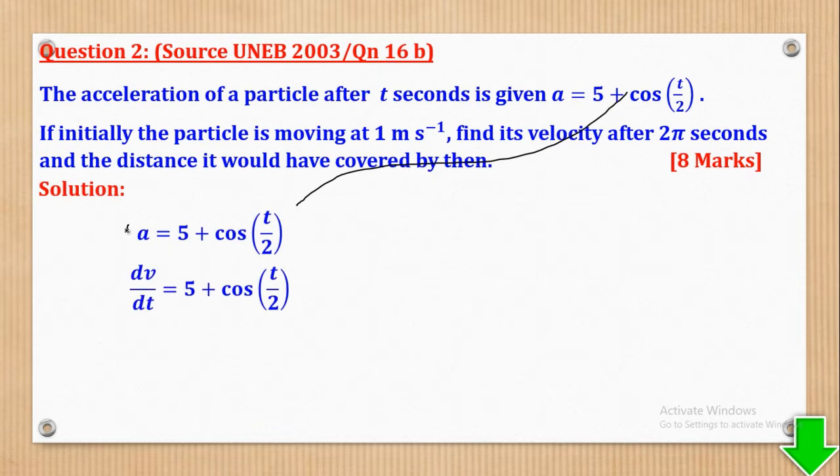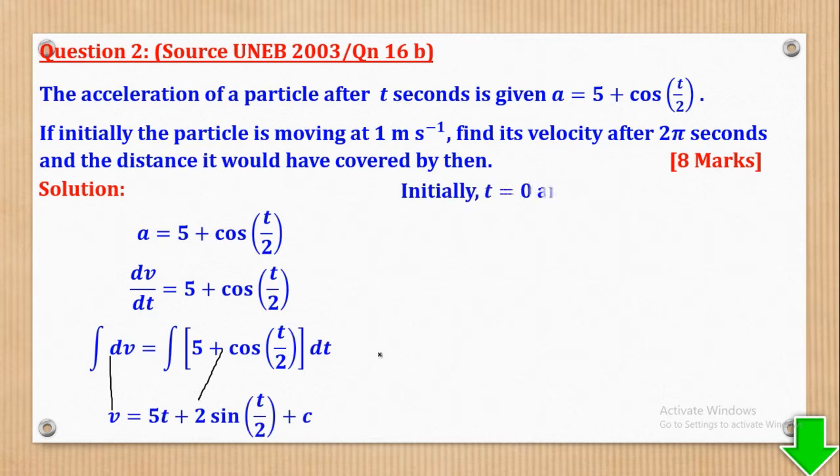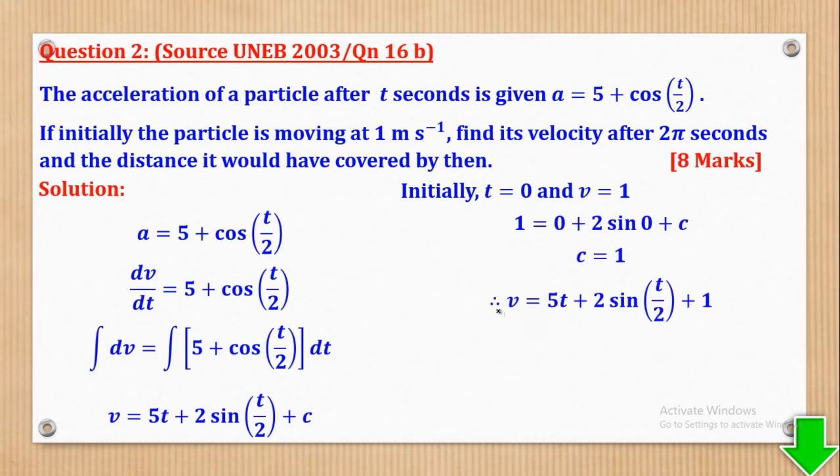But know that acceleration is dv/dt, so substitute with dv/dt. Then that is separable, so take this one this side to come up with this and put integrals on both sides. Then when you integrate, this is v and this is that. So initially t is equal to 0 and v is equal to 1. So I'll substitute for t and for v to come up with that, and the value of c will be equal to 1. Therefore v is equal to that.